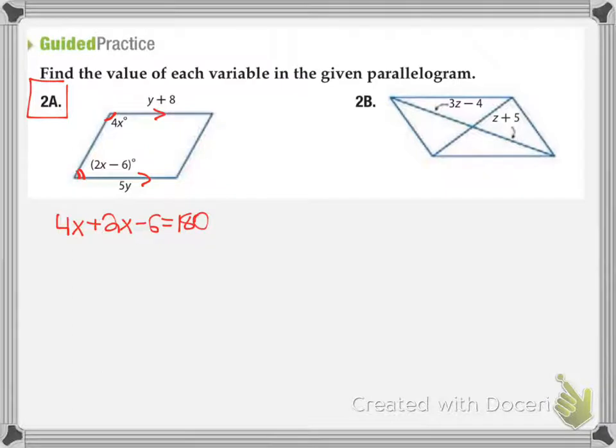Remember, you can always use the guide of this one's obtuse, this one's acute, so they're not going to be equal. The only other choice is that they are supplementary. They add to 180. So here's 6x equals 186. So x here equals 31.